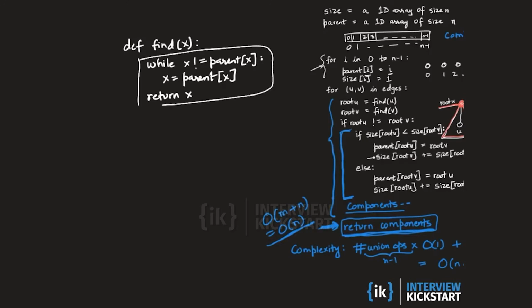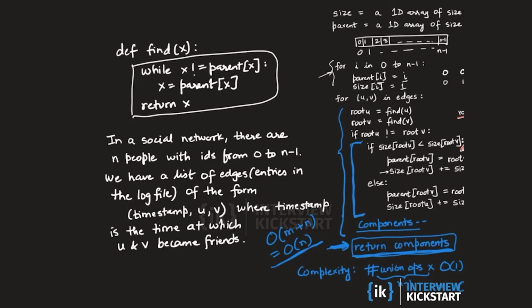Now, I didn't show the code for the find operation, but it's basically the same compact code that we had earlier. We start from X. If we have to find the leader of X, we just keep walking up from X until we reach a node whose parent is itself, and that node is the one that we're going to return as the leader of X. Now let's look at a classic interview problem involving this union find data structure.